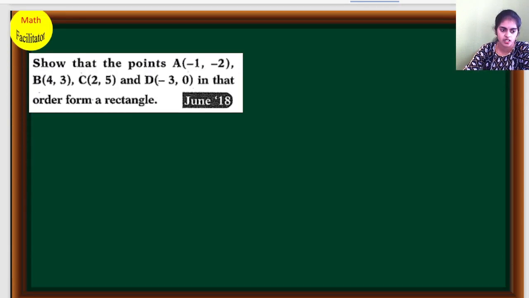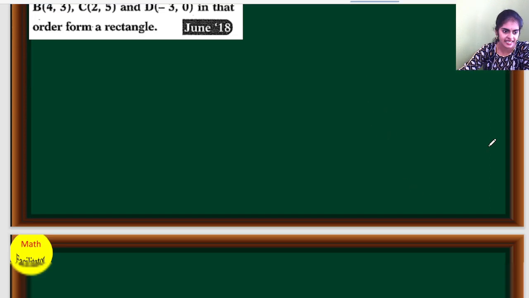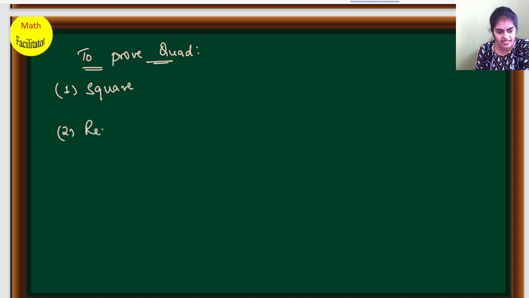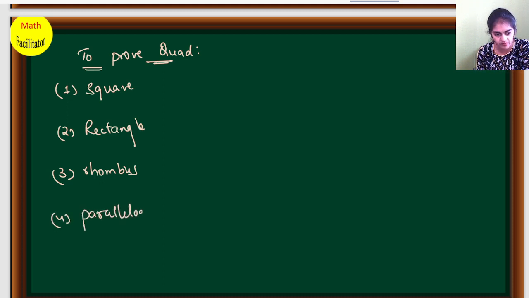Now the next one, show that the points A, B, C, D form a rectangle. You have to show that it is a rectangle. Now I'll write the cases here. To prove any quadrilateral, this is applicable for all. If they are asking you to prove a square, or a rectangle, or a rhombus, or a parallelogram, these are generally asked.